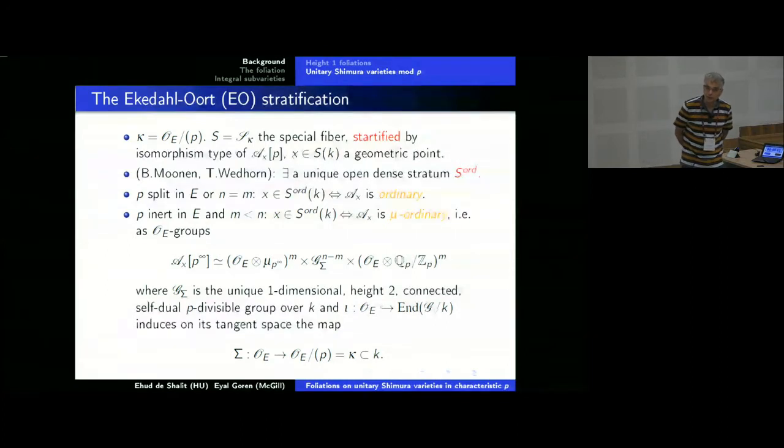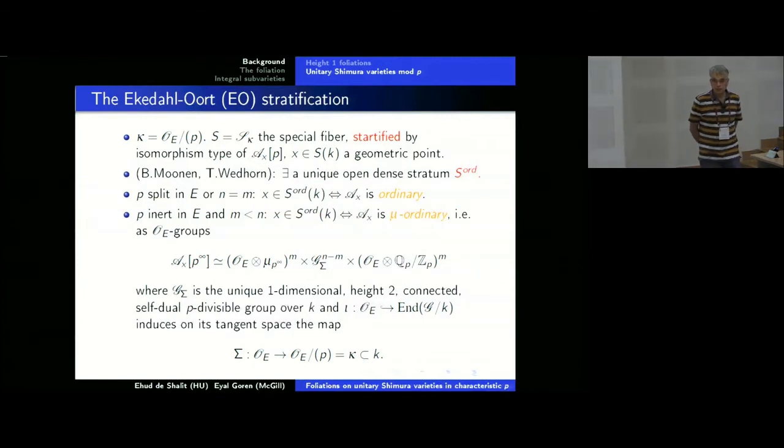So k, small k but not kappa, is an algebraically closed field like F_p bar, and you're looking simply at the universal abelian scheme at such a point. So it has a kernel of p, which is a finite group scheme, and there can be only finitely many choices, and they actually determine a stratification. And Ben Moonen and Wedhorn proved that in this stratification there exists a unique open dense stratum, which is called S-ord, but maybe I should warn you, it's what's usually called mu-ordinary. And it has the following characterization.